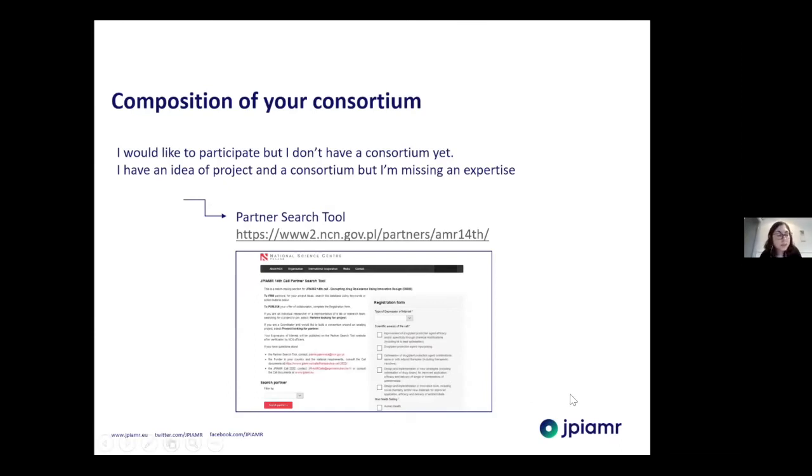In order to help you to build your consortium, you can use our partner search tool. So indeed, if you are interested in participating in our call, you can look for a consortium to join thanks to this tool. And on the contrary, if you already have a consortium and that you are looking for a specific expertise, you can also look for a partner thanks to this tool. And my colleague Jolanta Paloska will present you this tool in details in the next presentation.